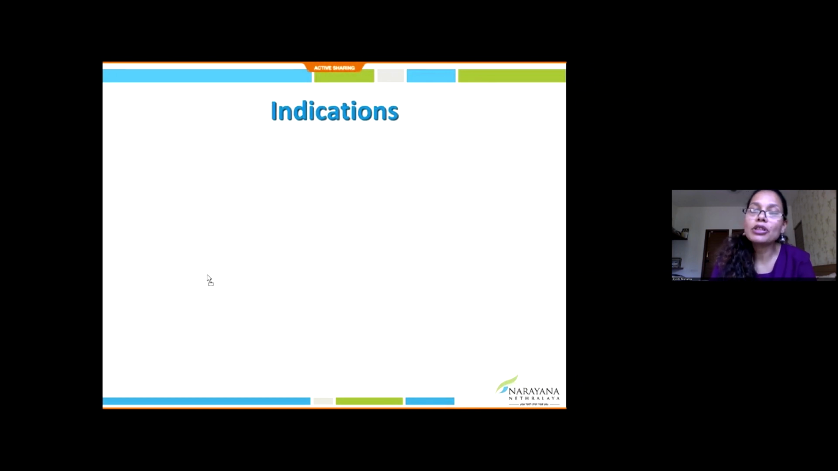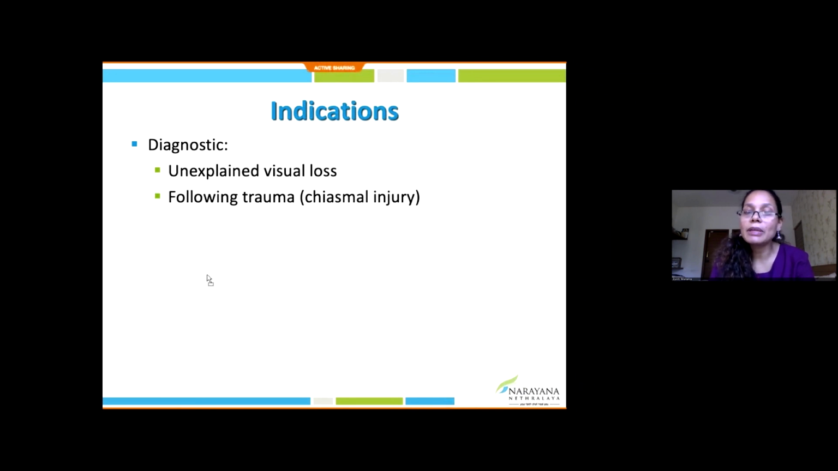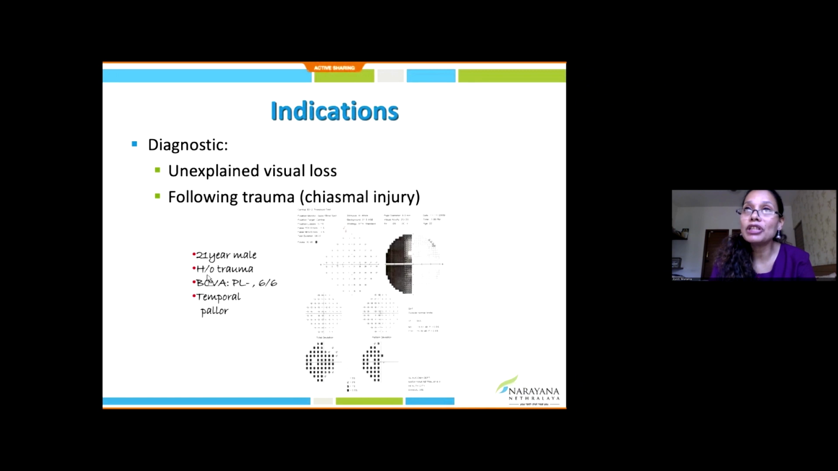So what are the indications for doing visual fields? One, diagnostic, unexplained visual loss. Following trauma, chiasmal injury, very important. For example, this patient, after a road traffic accident, lost vision in one eye. He was PL negative. The other eye was 6/6. In that case, you have to do the field test of the good eye to know whether there's a chiasmal injury. Like this patient had, if you can see, that's a chiasmal injury. So now vision is very limited. This is very, very important.